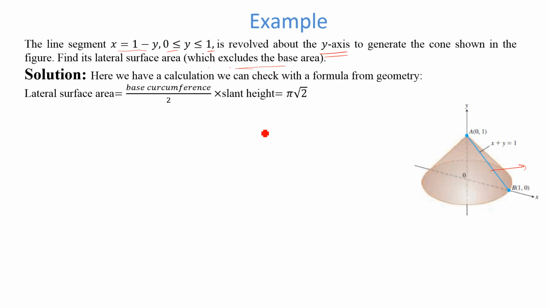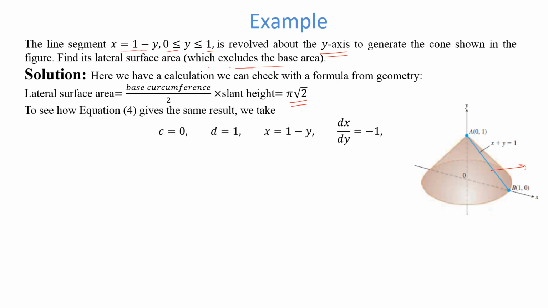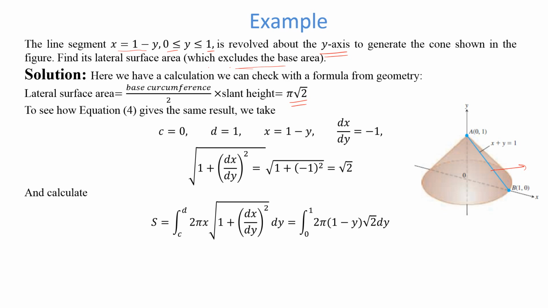So from geometry, we know, what is the lateral surface area of the cone? Base circumference divided by 2 multiplied by slant height, and this is going to be pi into square root of 2. You can verify it using geometry formulas. So now we are going to find this lateral surface area using calculus. So we have to use this formula.